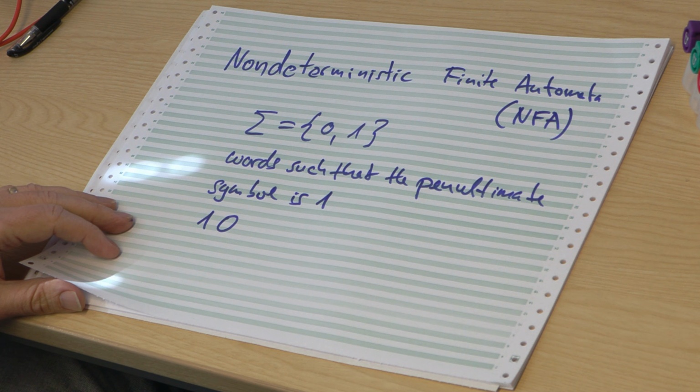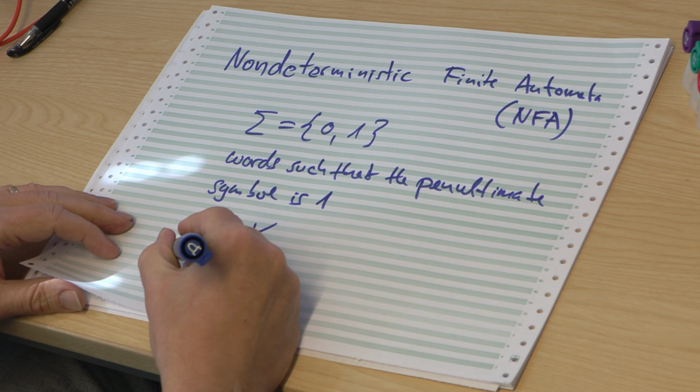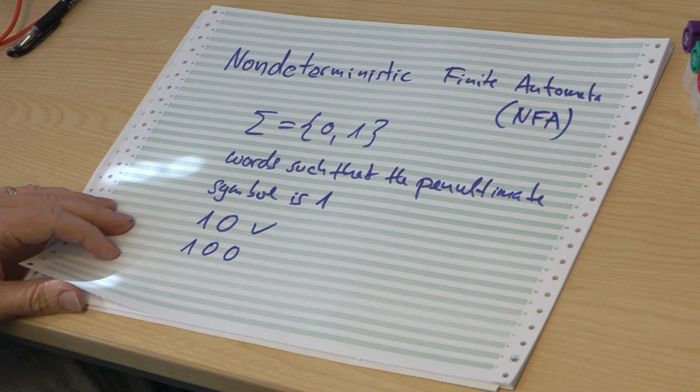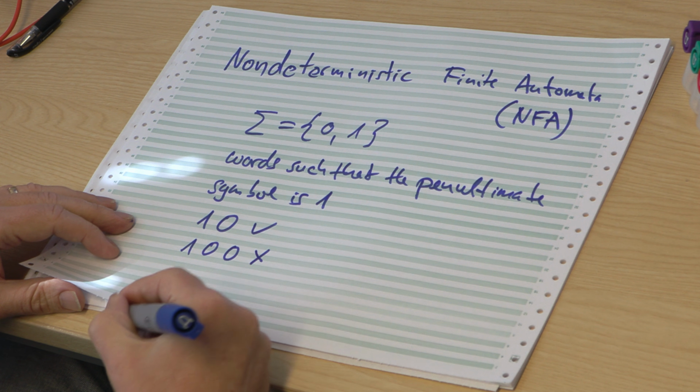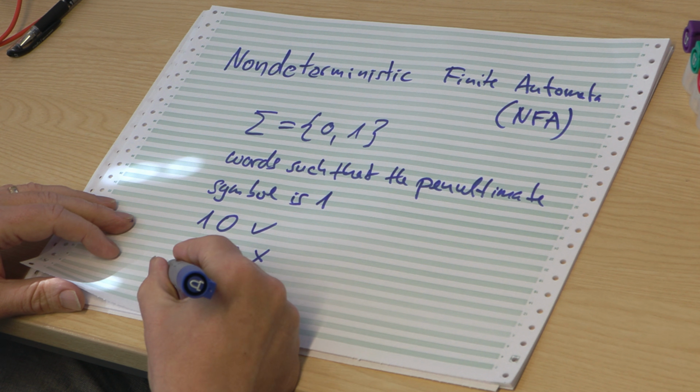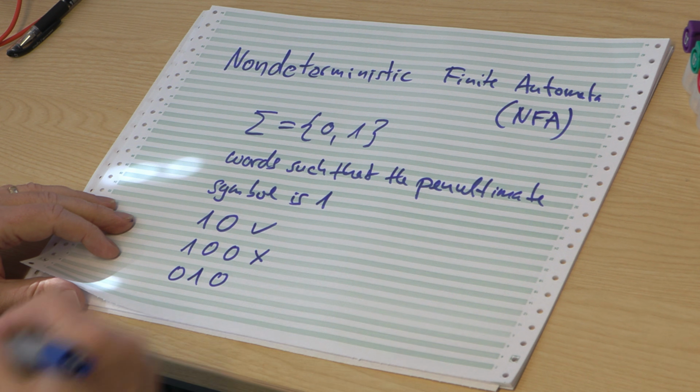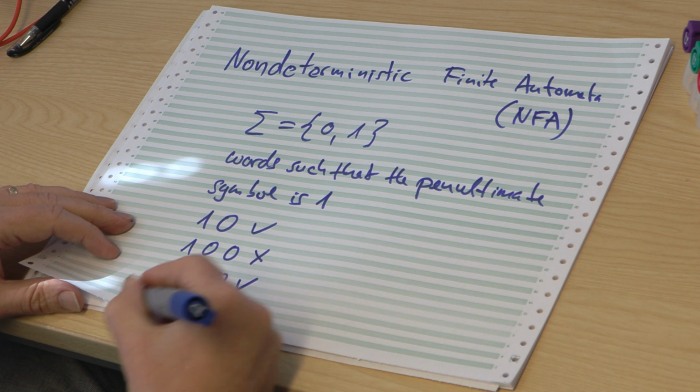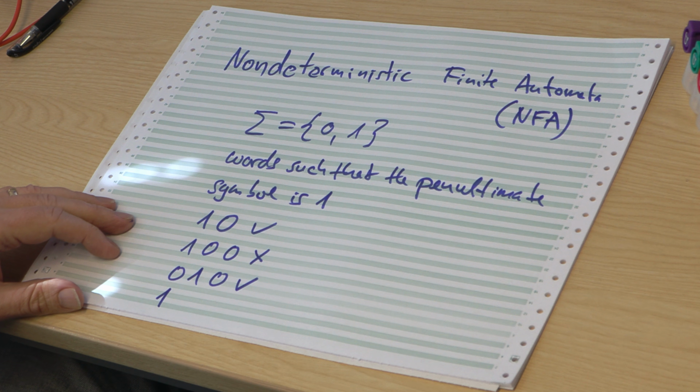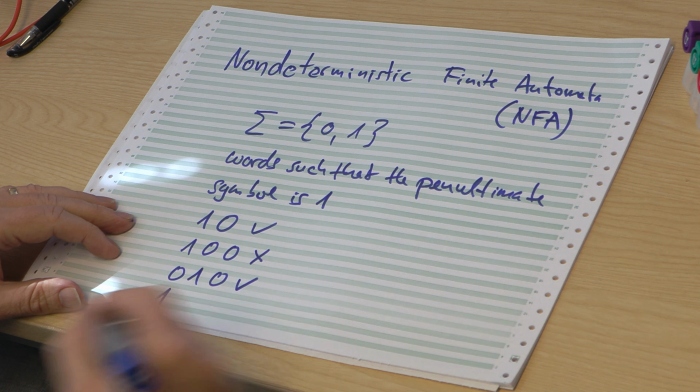Let's see whether Sean is a good automaton. What about 1, 0? Is it in the language? Yes. Okay. What about 1, 0, 0? No. Okay, very good. What about 0, 1, 0? Yes. Very good. And what about 1? No, it's not. Exactly. Okay, very good. I think I can hire you as an automaton.